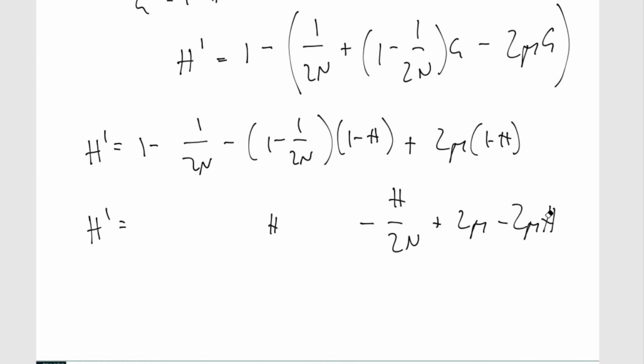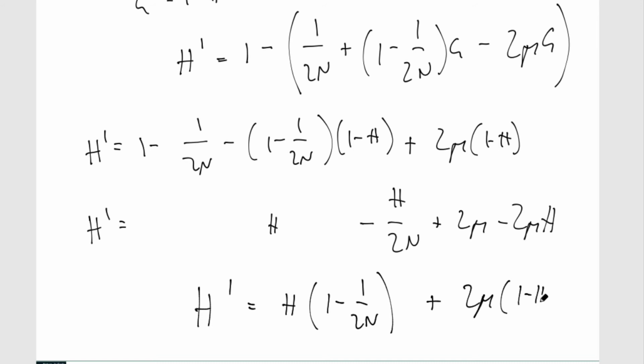And now, let's simplify this a little bit. Okay, so we can say here h dash equals, I'm gonna take the h out here of this part, so that's gonna be 1 minus 1 over 2n plus 2 mu times 1 minus h. And indeed, I could put the h here instead of here, and then you would maybe recognize this a little better.